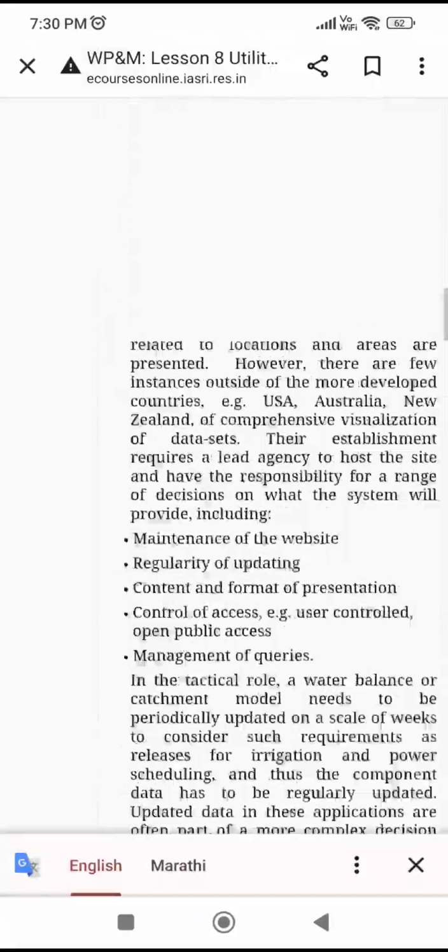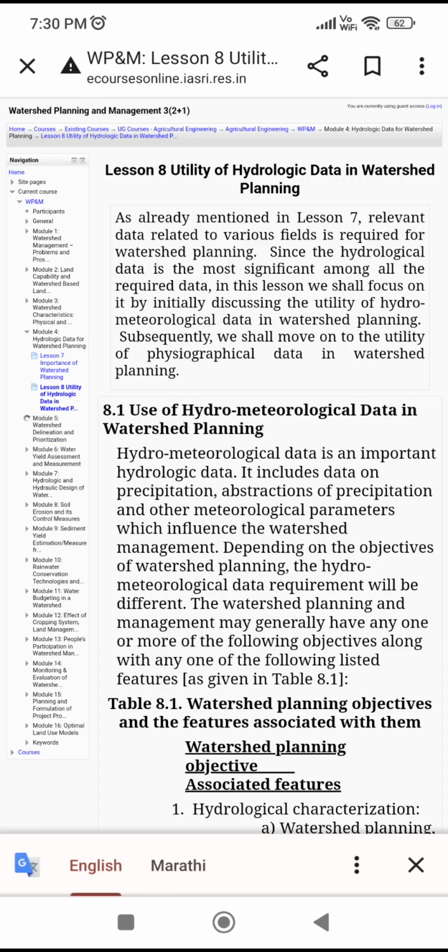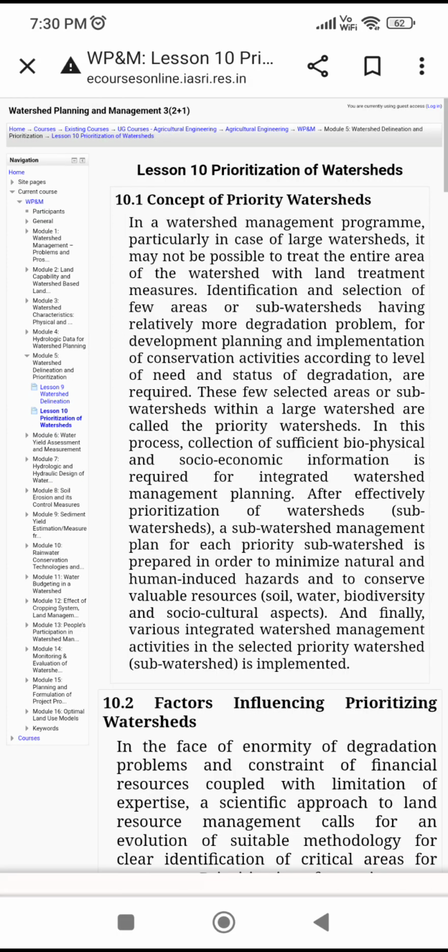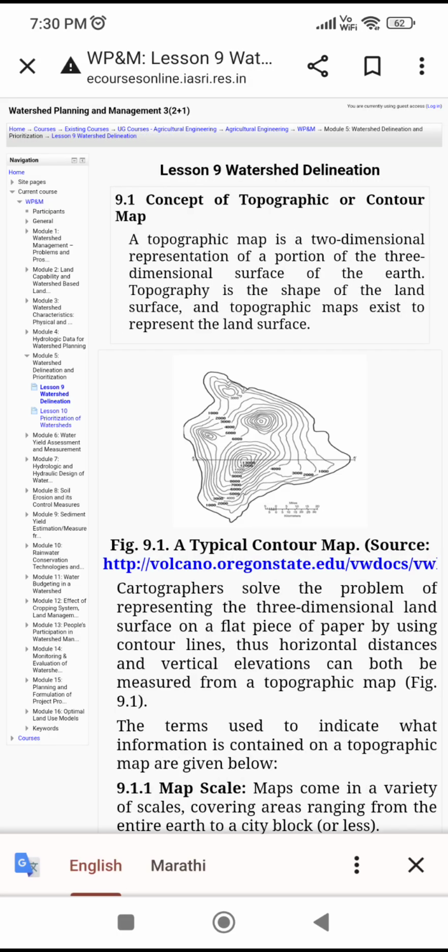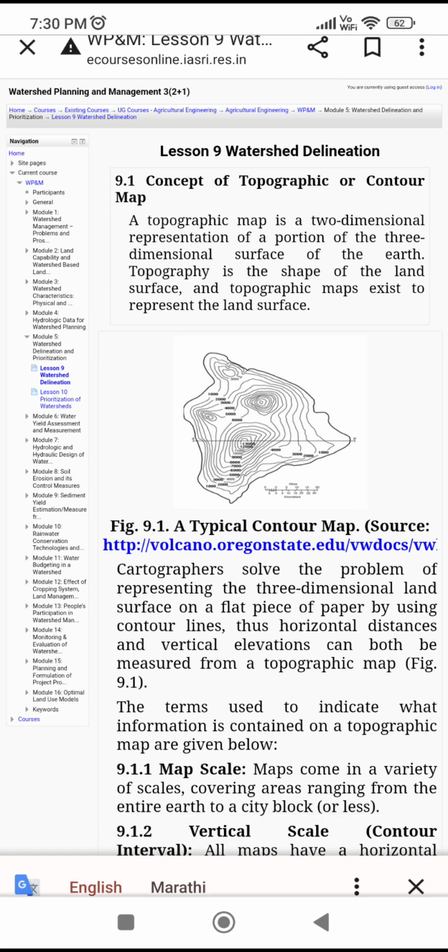I think here also not important topic. Then watershed delineation. A topographic map is a two-dimensional representation of a portion of the three-dimensional surface of the earth. Topography is the shape of the land surface, and topographic maps exist to represent the land surface.